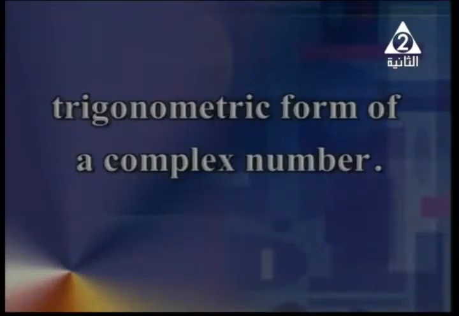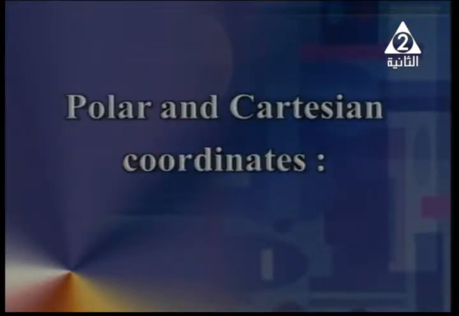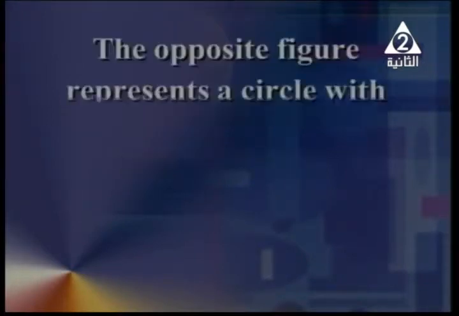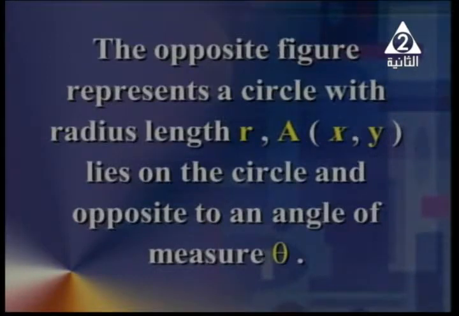Today we are taking an introduction about the trigonometric form of a complex number. Dear student, polar and Cartesian coordinates. We have two coordinate systems, polar and Cartesian. The opposite figure represents a circle with radius length r. Point A (x, y) lies on the circle and is opposite to an angle of measure theta.